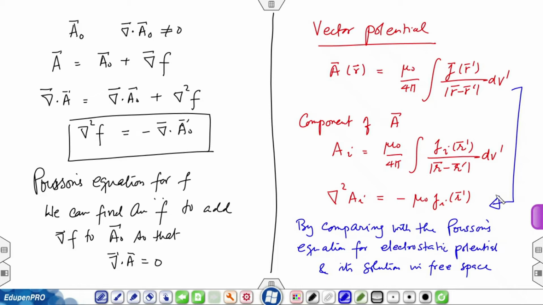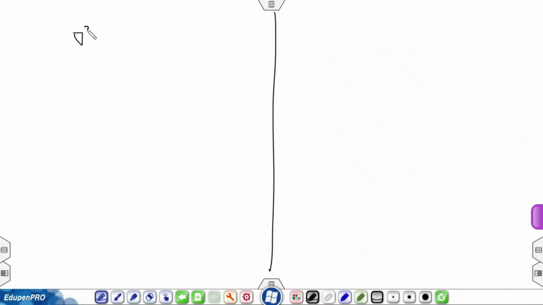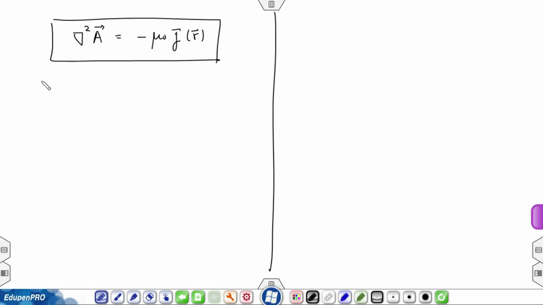So, in general I will write for all three components that del square A is equal to minus mu naught j vector r. This is the differential equation for A of r, given j of r. So, I can solve this by some other means also. Let me now spend some time on physical interpretation of A of r.